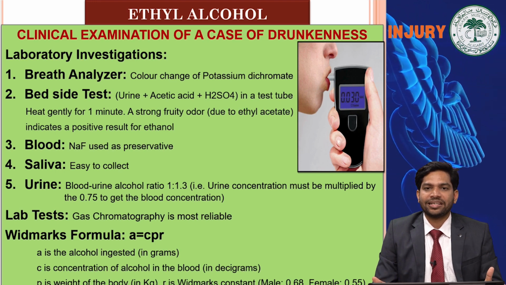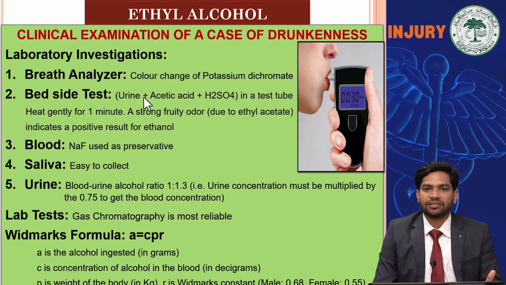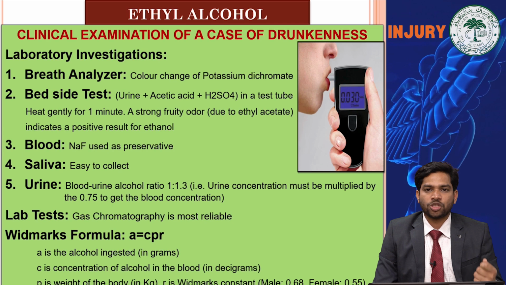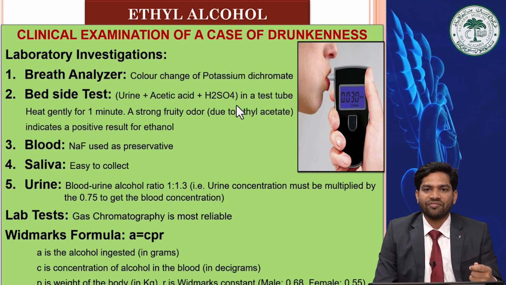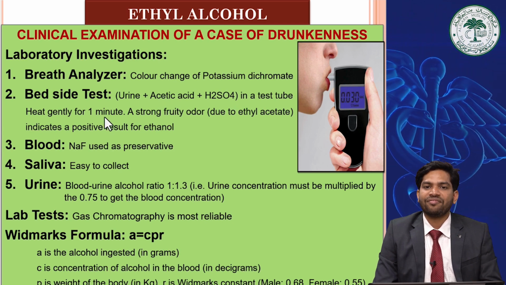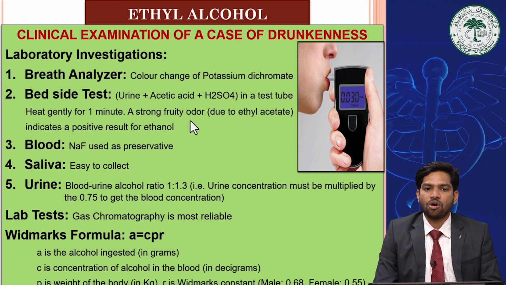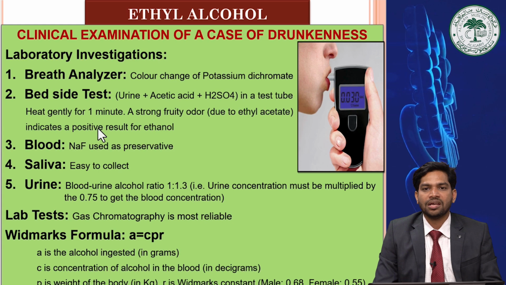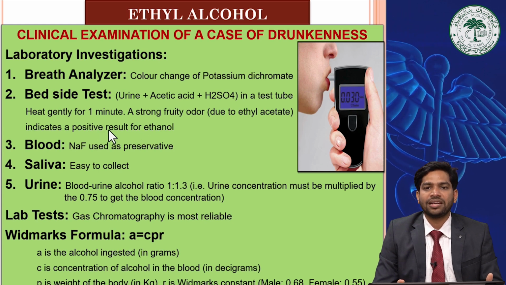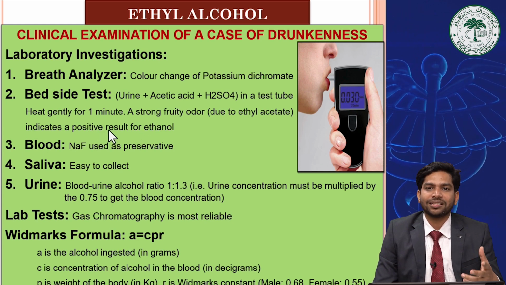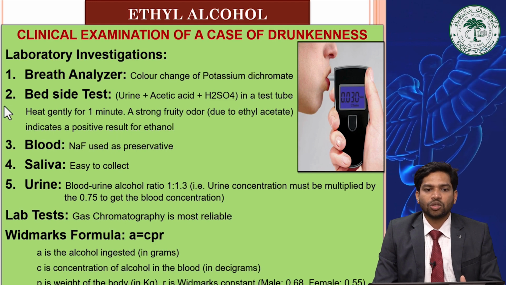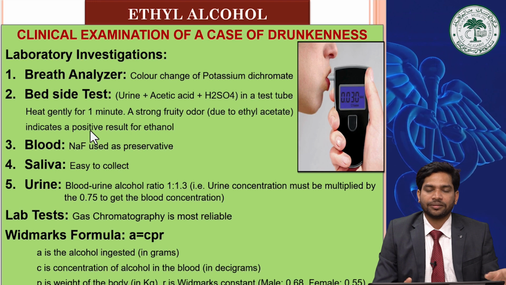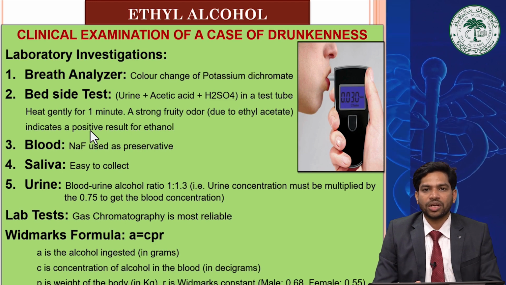Then certain bedside tests may be performed. To perform the bedside test for alcohol, you take urine in a test tube, add acetic acid and sulfuric acid to it, then heat it gently for 1 minute. A strong fruity odor due to ethyl acetate indicates a positive result for alcohol. However, in this case, we cannot quantify it, but it is indicative that the person has taken alcohol. So this is the bedside test that can be performed at the site of the clinical examination itself.